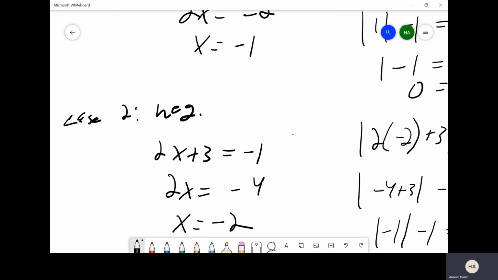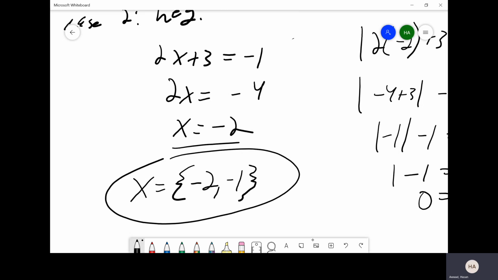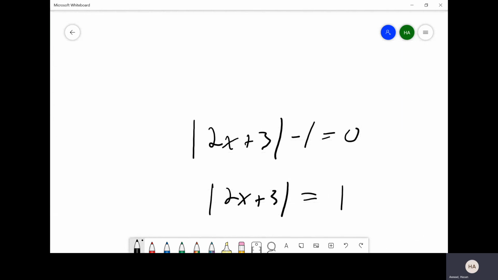So we see that both of these end up working. So our solution is both x is equal to -1 and also x is equal to -2. So our solution set is curly braces, -2, -1, and we're done, right? So again, the entire idea is that when we have an absolute value in an equation, we're doing double the work, because we're first seeing if the right side is positive and solving for that, and then we're seeing the right side being negative and solving for that as well.